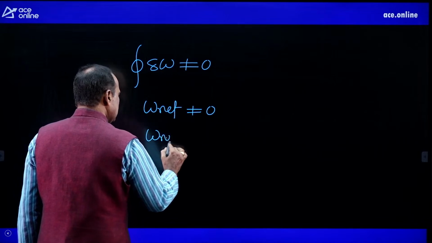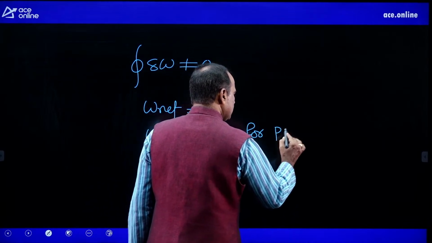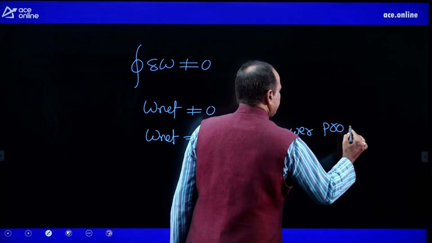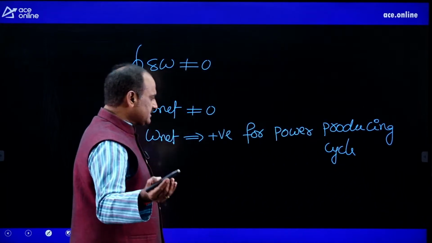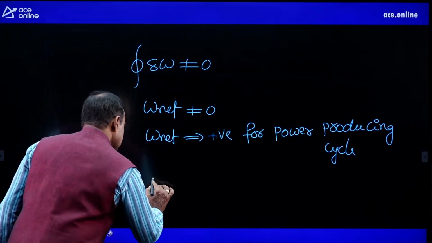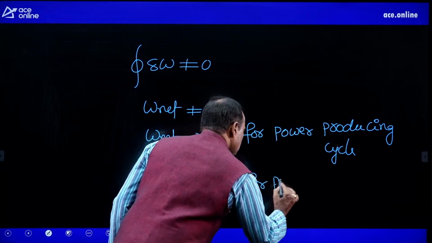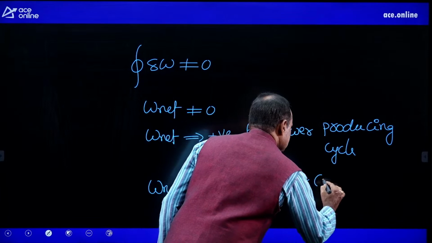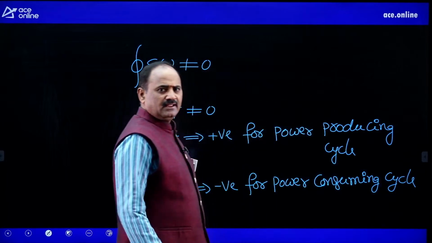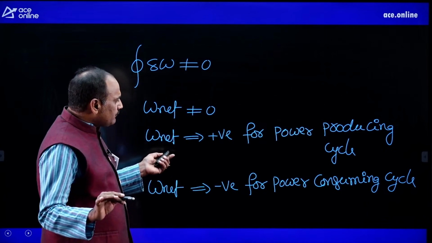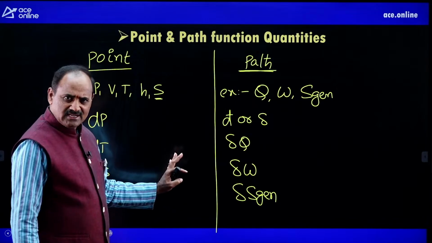And one more important piece of information is that net work is positive for a power producing cycle like the Otto cycle, diesel cycle, Rankine cycle, Brayton cycle, etc. Similarly, net work is negative for a power consuming cycle like the refrigeration cycle, air conditioning systems, etc. I hope all of you clearly understood the differences between the point function quantities and path function quantities. Is it clearly understood? Yes.